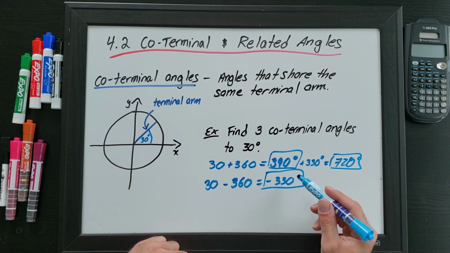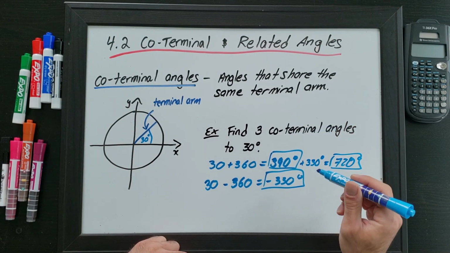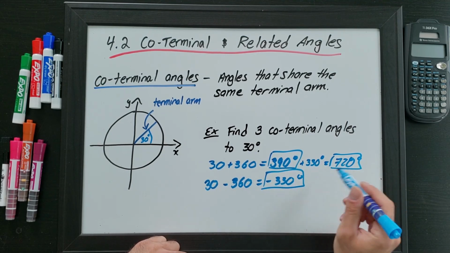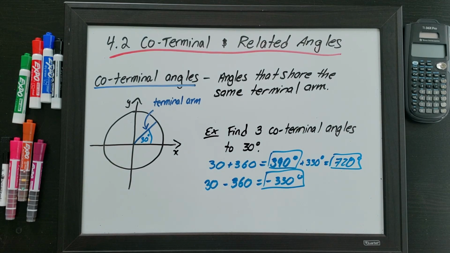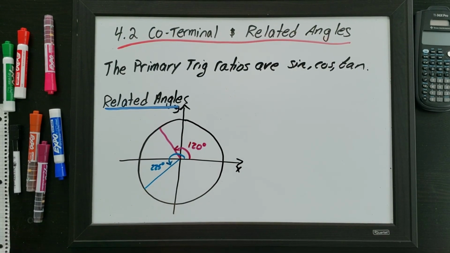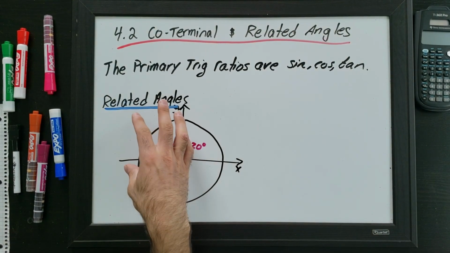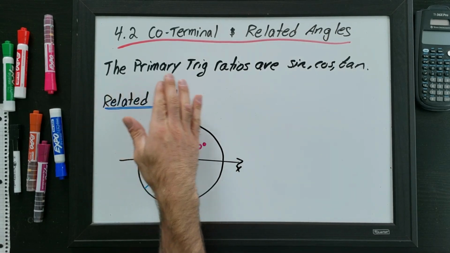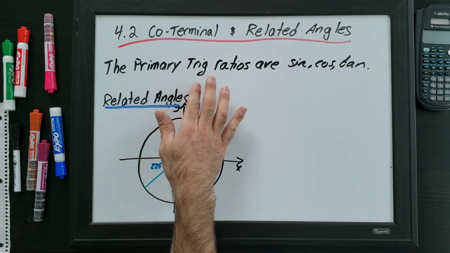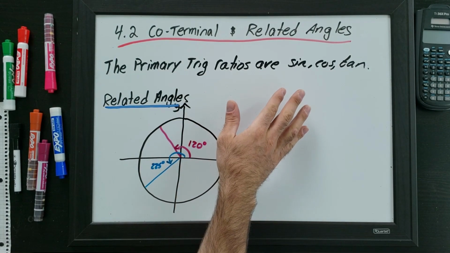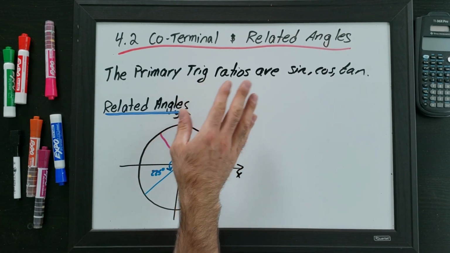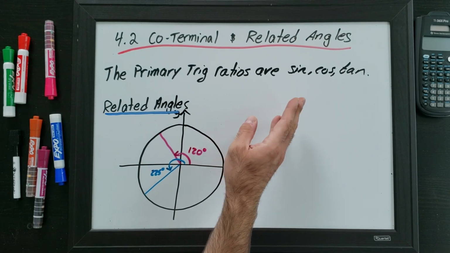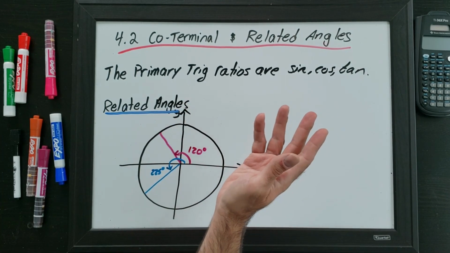So now we're going to take that further and talk about related angles, and it'll kind of explain why exactly coterminal angles are in fact the same. Okay, so related angles. Before I go into related angles, I just want to give you a little heads up that the primary trig ratios are just sine, cos, and tan. So if a question is asking you to list the three primary trig ratios, you're just finding the sine ratio, the cos ratio, the tan ratio, and you know that through SOHCAHTOA.